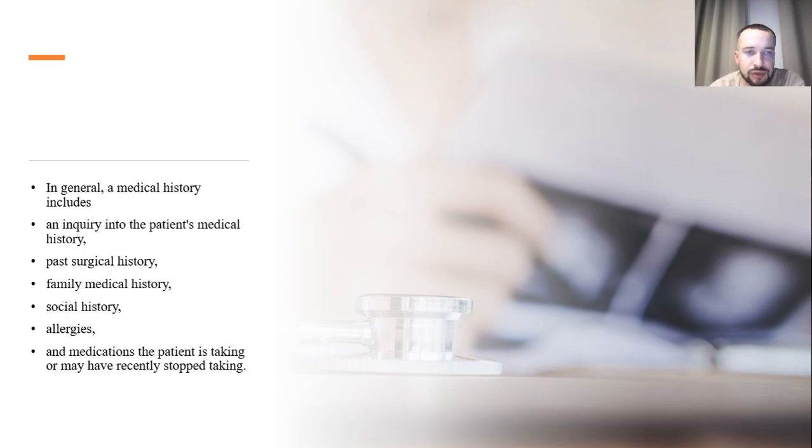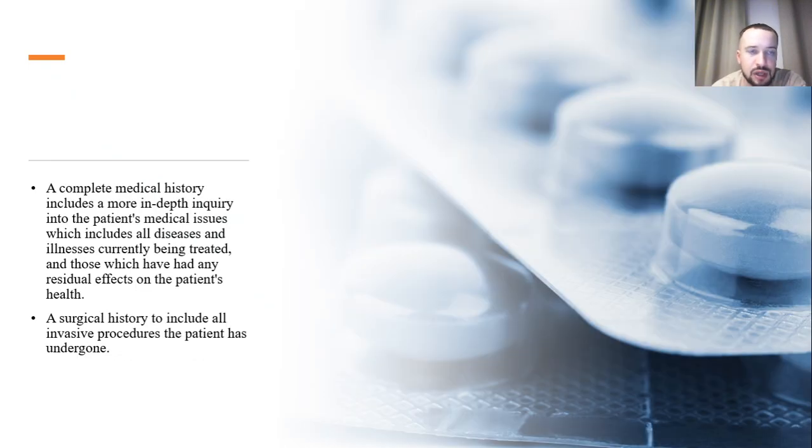In general, a medical history includes an inquiry into the patient's medical history, past surgical history, family medical history, social history, allergies, and medications the patient is taking or may have recently stopped taking. A complete medical history includes a more in-depth inquiry into the patient's medical issues, which includes all disease and illness currently being treated and those which have had any residual effects on the patient's health. A surgical history includes all invasive procedures the patient has undergone.